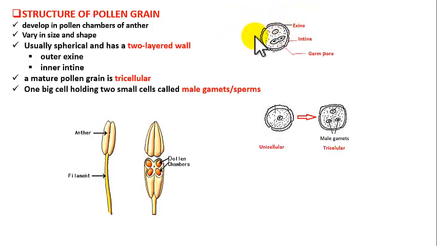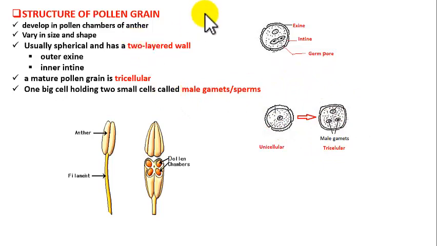It is usually spherical. It has a 2-layered wall. The inner layer is intine and the outer layer is exine. Exine has gaps here and there, and those gaps are called germ pores. Usually the pollen grain in the beginning is unicellular and later it becomes tricellular. So this finishes the structure of pollen grain.